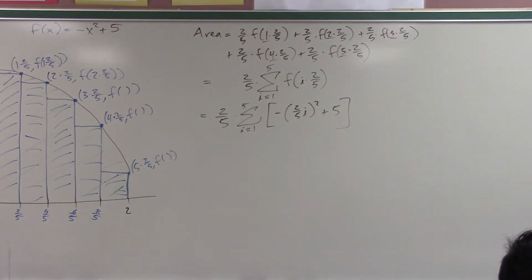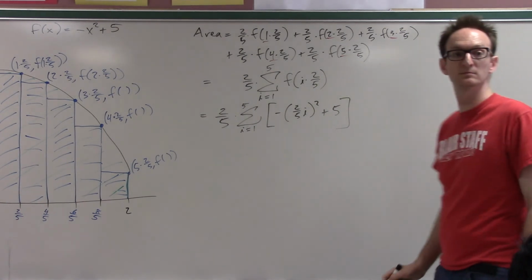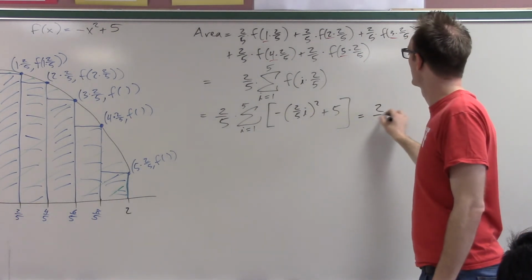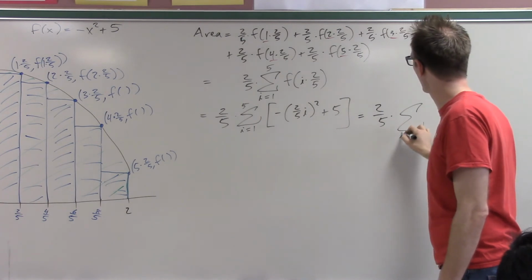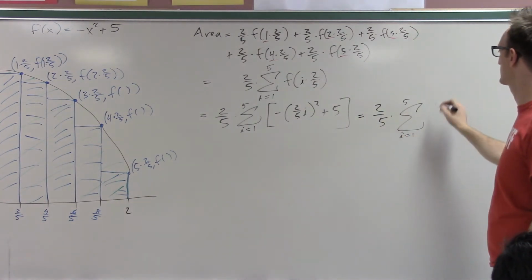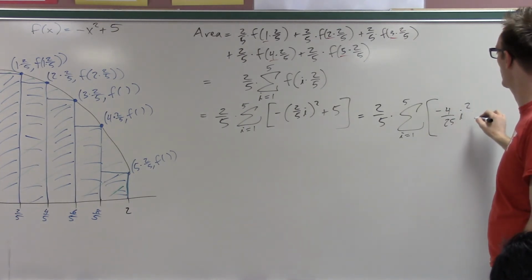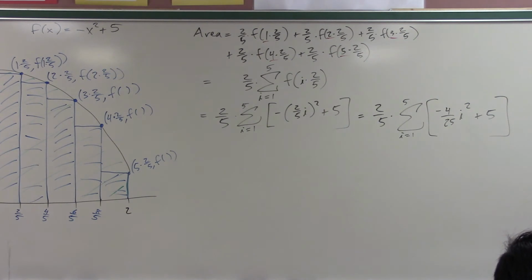Alright. Now we just have this ugly sigma notation thing to work out. Any recommendations? Just expand stuff and see what happens. So I get 2/5 times the sum from i equals 1 to 5 of, in brackets, negative 4/25 i squared plus 5. Not doing anything deep or cool, we're just doing it all out. Any other suggestions now?